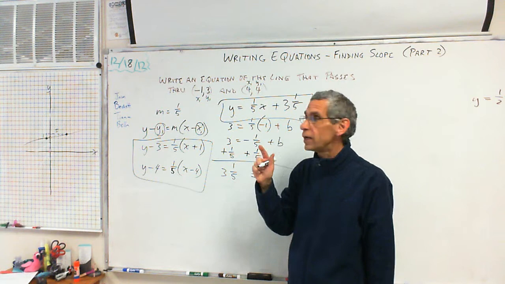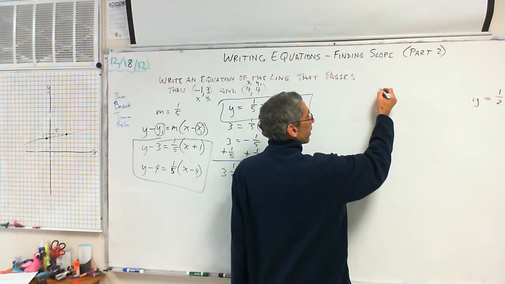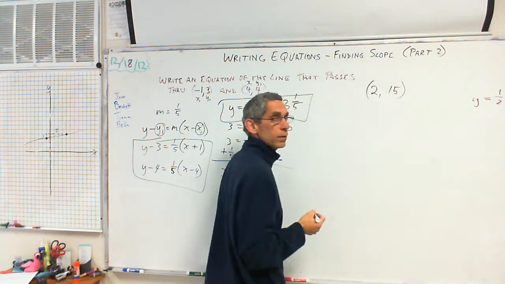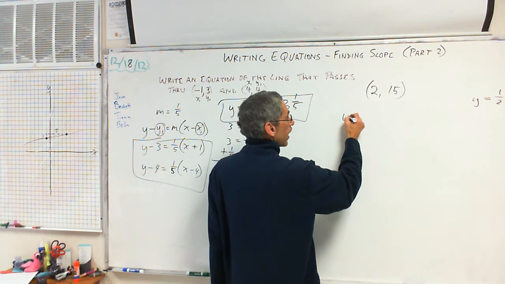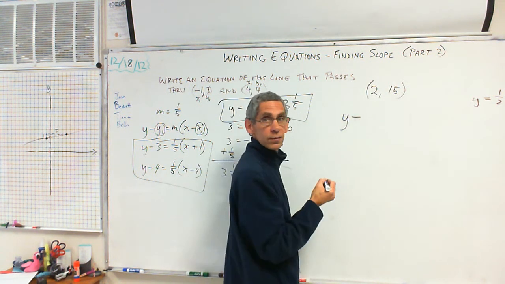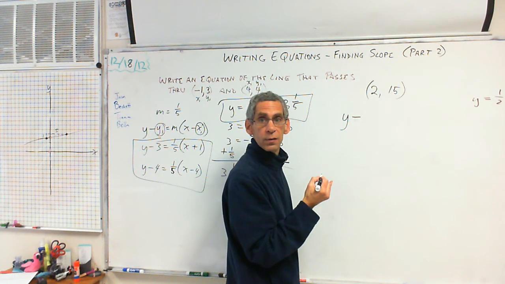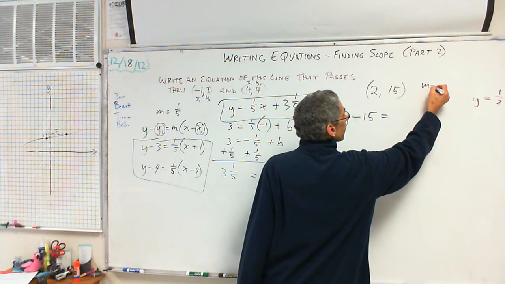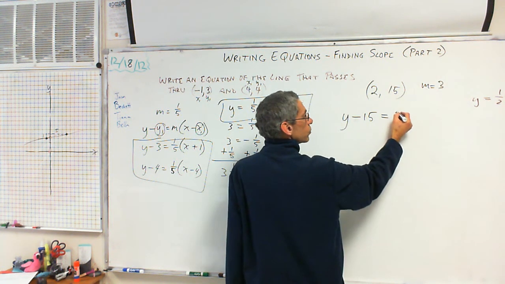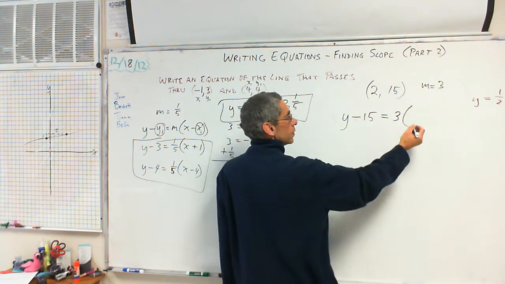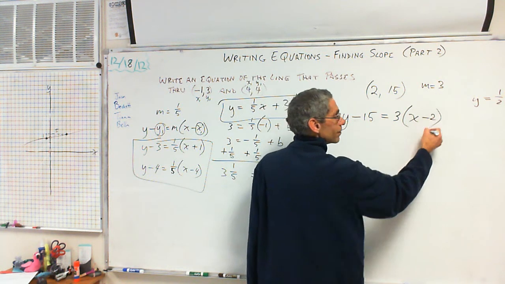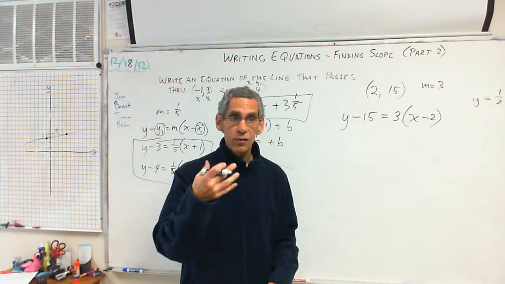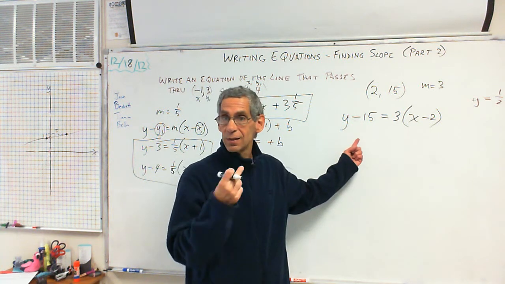If you have a point, any point, here's another point. We'll say 2, 15. There's a point. So it's going to be y minus 15 is equal to, and we'll say the slope is 3, times x minus 2. You got it. Piece of cake. That's it. So if you have a point and a slope, you can write an equation instantly.